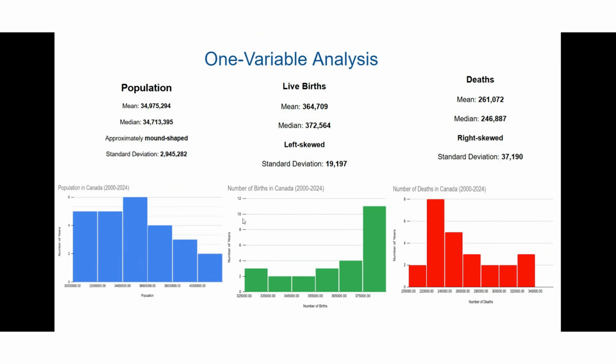These three histograms display the stats I found on each of the topics. As you can see, live births is very left skewed, deaths is very right skewed, and population has a sort of mound shape. It's kind of hard to tell, but the peak is in the middle of the graph, therefore I said it was a mound shape. I also noticed that the spread, aka the standard deviation, on deaths was much higher than on births, and I found that pretty interesting.